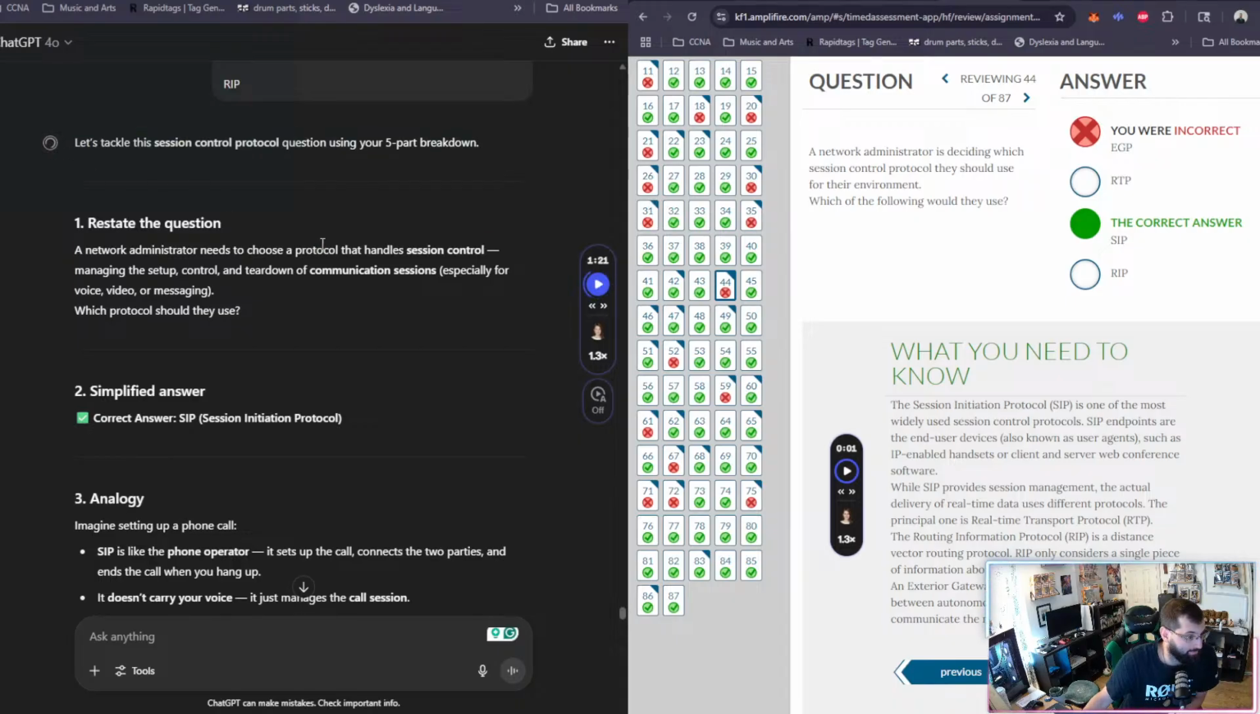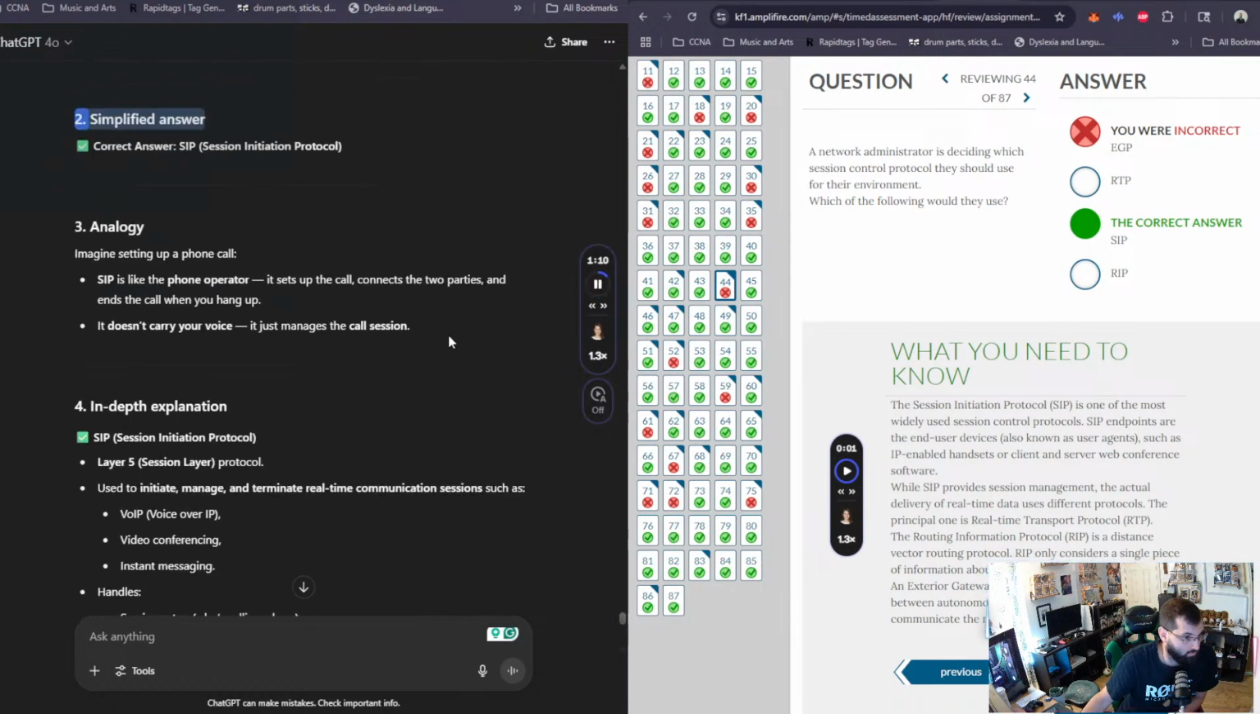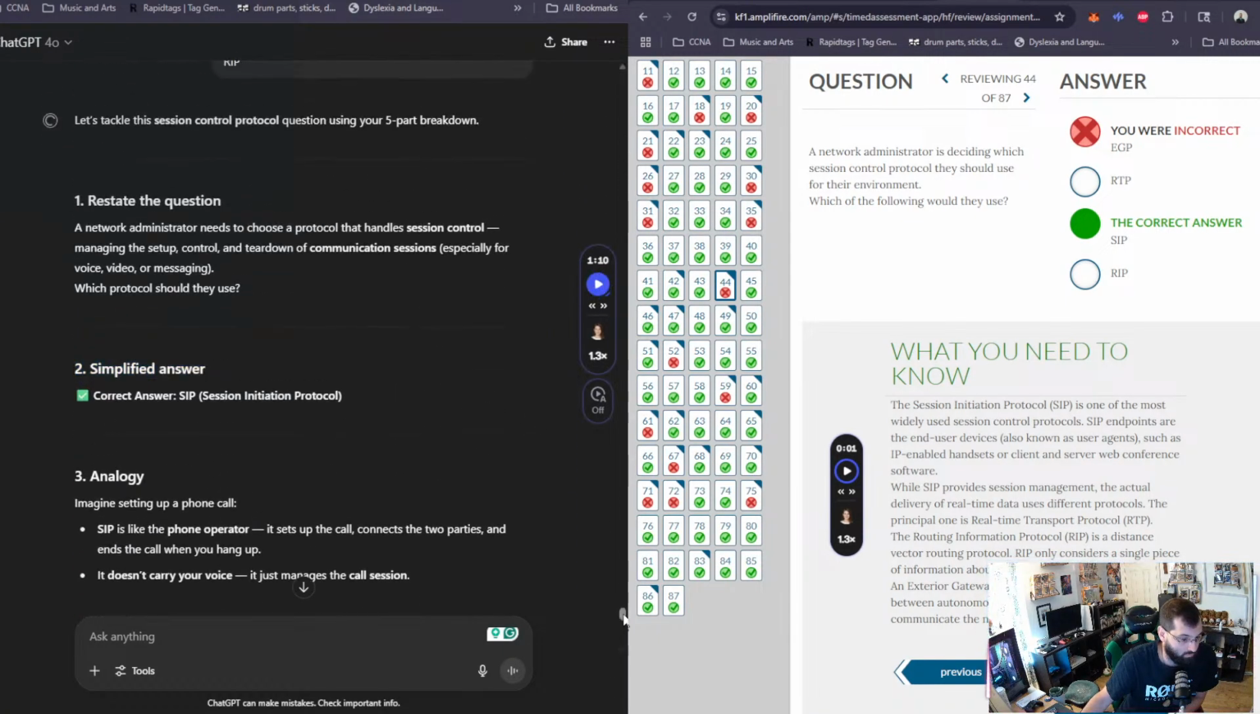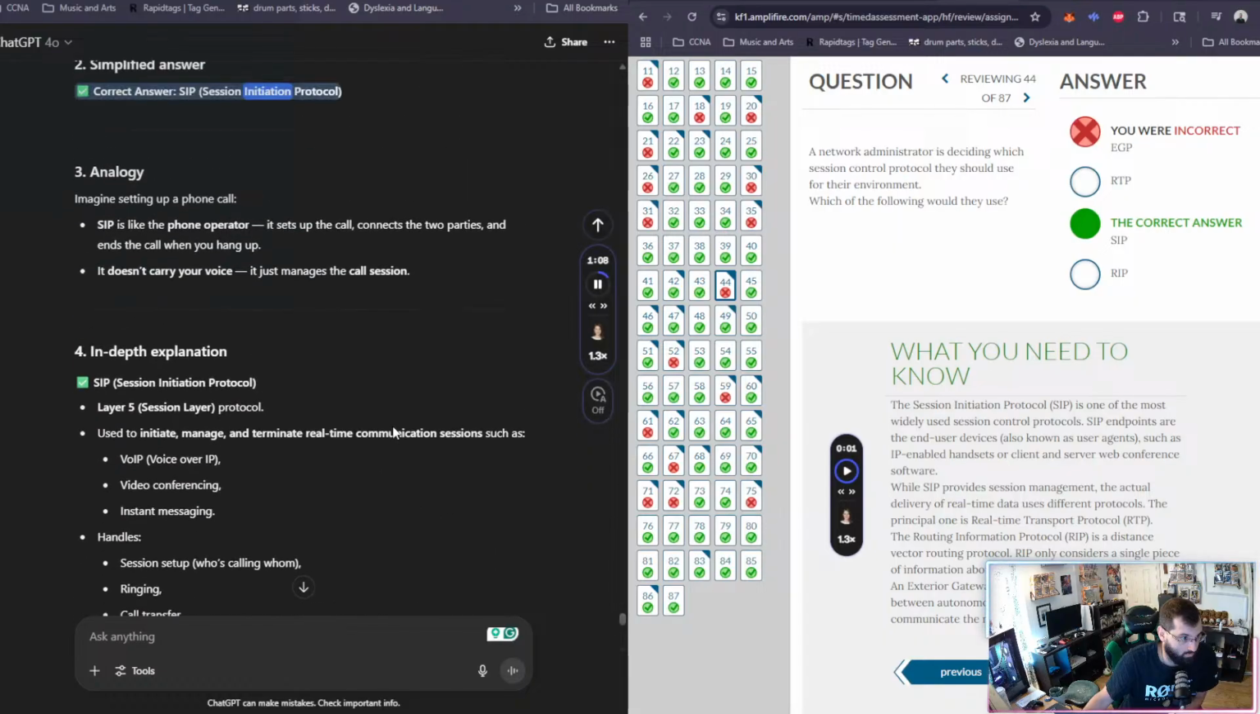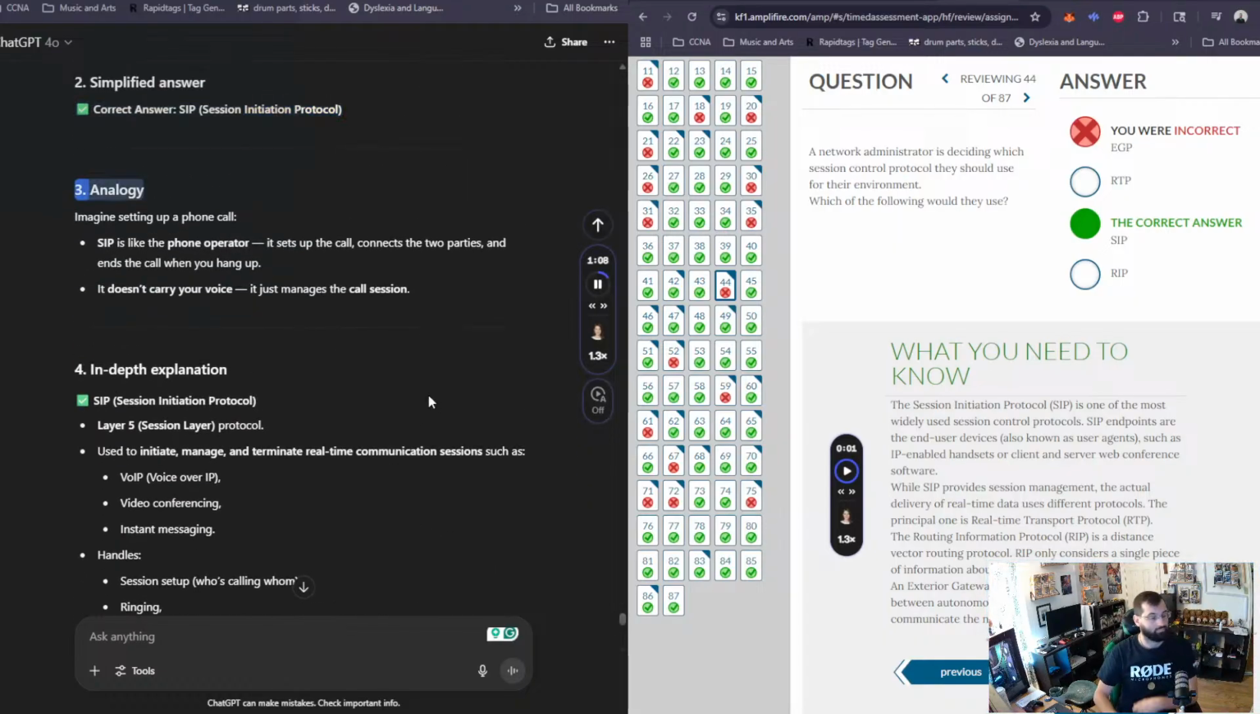What do we got here? Let's tackle this session control protocol question using your 5-part format. Simplified answer. Correct answer: SIP, Session Initiation Protocol. Analogy. Imagine setting up a phone call. SIP is like the phone operator. It sets up the call, connects the two parties, and ends the call when you hang up. It doesn't carry your voice. It just manages the call session.